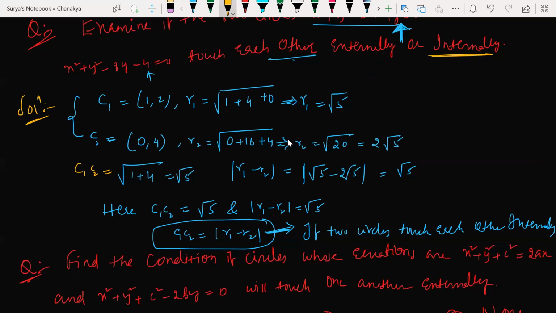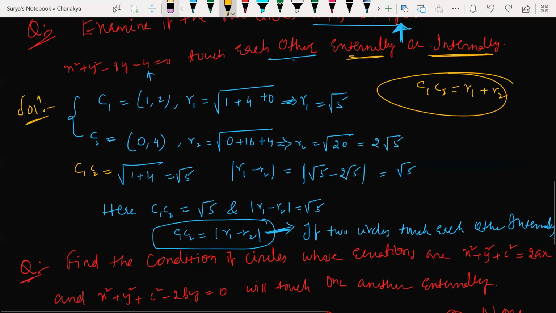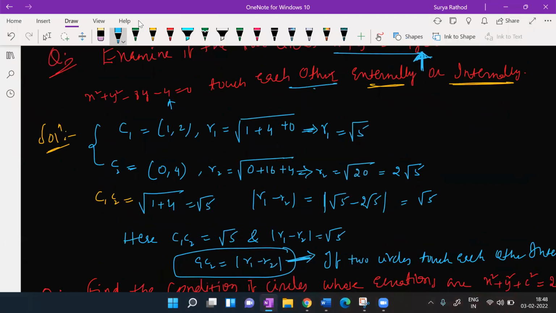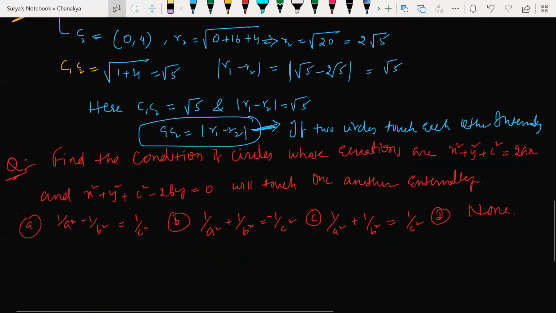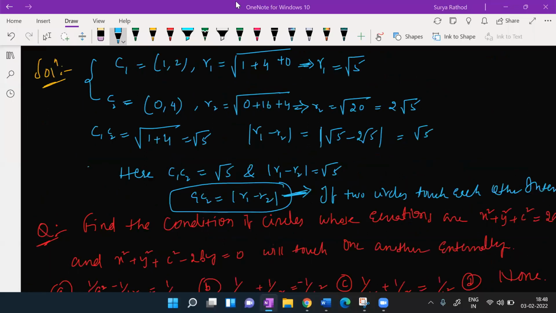Getting my point? Any doubts, people? Perfect. If externally, what was the condition of externally? Tell me. What was the condition of externally? C1C2 is equal to R1 plus R2. This was the condition for externally. Internally, the condition is this one. Hope it is clear with everyone, guys. So the external and internal conditions are different from each other. Any doubts here? Any doubt, guys? Hello? I'm talking to you only. Any doubts?